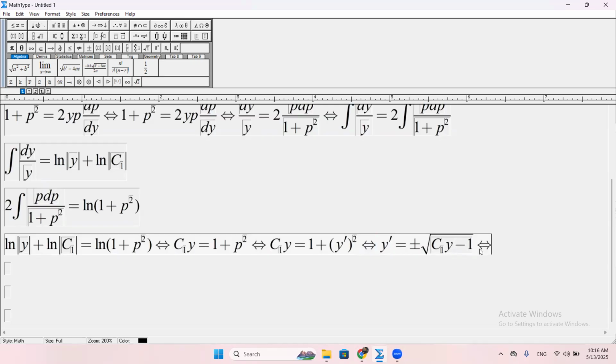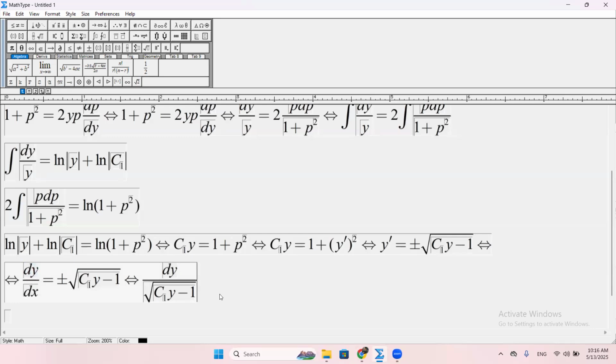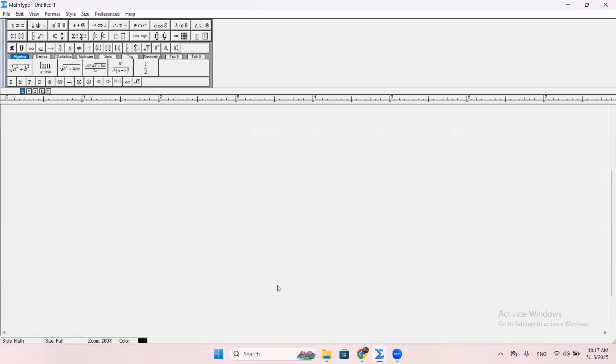So next, separating variables. So dy by dx equals this expression. Then dy by this square root equals plus minus dx. And now we can integrate these expressions.